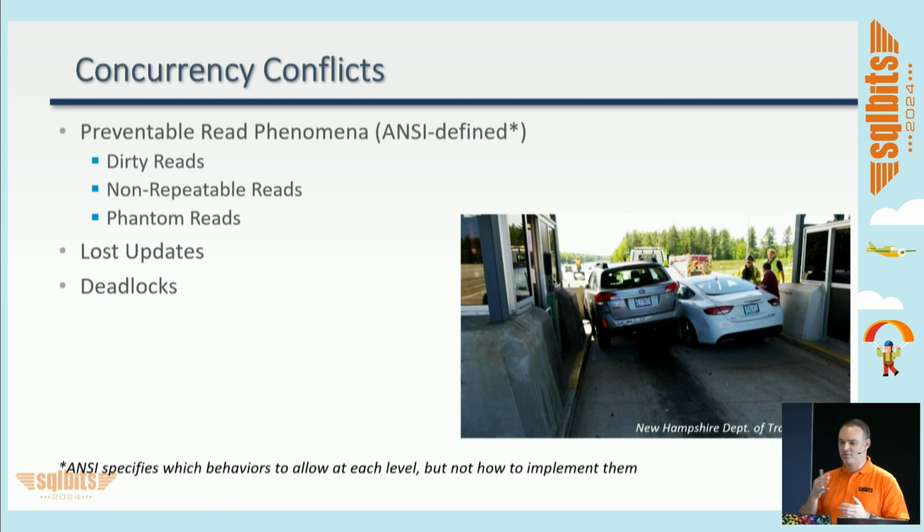There's also 2 other things we'll touch on very quickly. Those are lost updates and deadlocks. And it's important to note at the bottom of the slide that ANSI specifies which behaviors are allowed at different levels of concurrency and isolation, but not actually how to implement the solutions. So we'll talk about the Microsoft-specific solutions, again, that SQL Server and Azure SQL DB are using in their implementations.